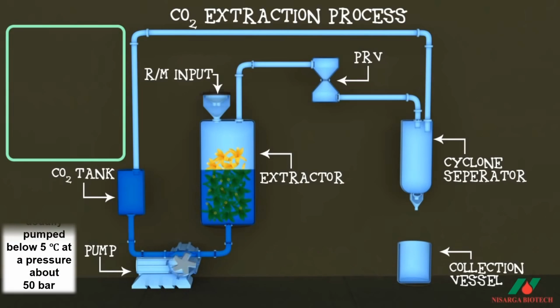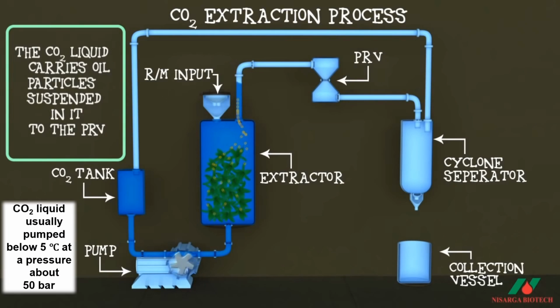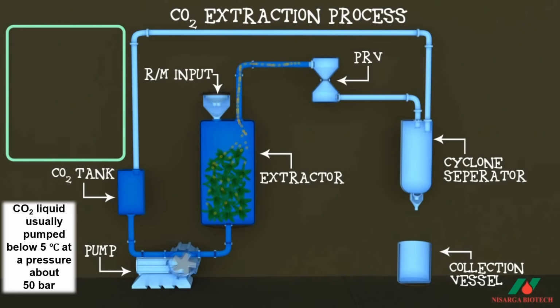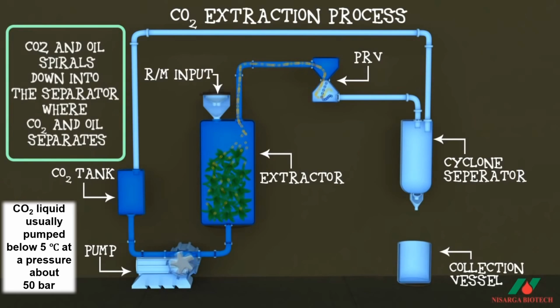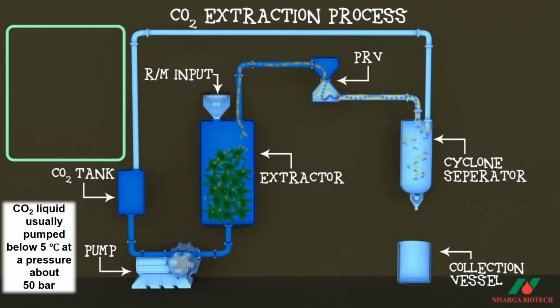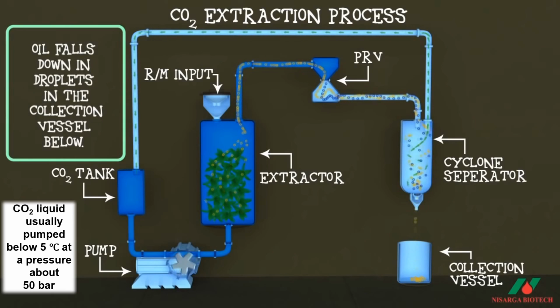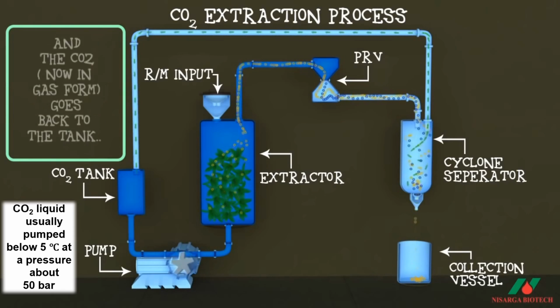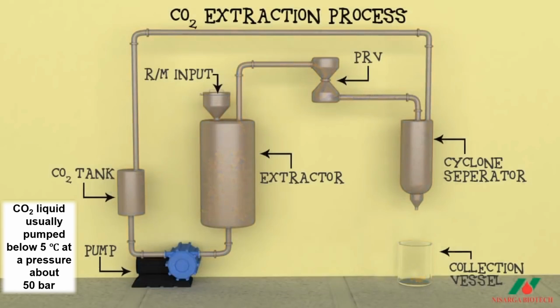The carbon dioxide liquid usually pumps below 5 degrees Celsius at a pressure about 50 bar. The carbon dioxide will then carry the oil particles that had been suspended into the PRV. It then spirals down the cyclone separator as the density of carbon dioxide varies distinctly with pressure. Thus, the solubility of lower density carbon dioxide is much lower and material will precipitate. The oil will then fall down as droplets in the collection vessel. Carbon dioxide, which is in gas form, then goes back to the carbon dioxide tank to be recycled.